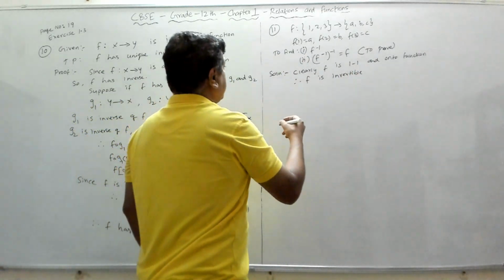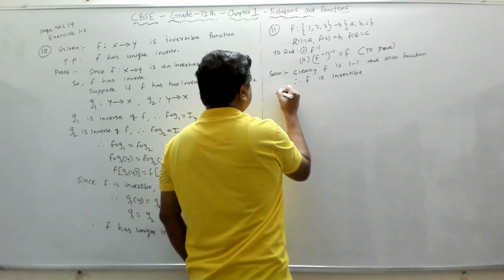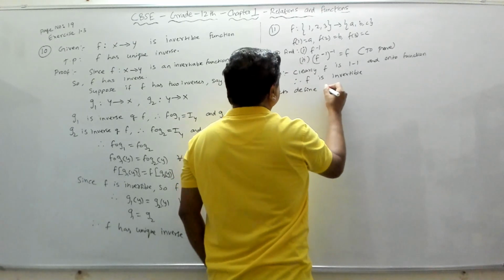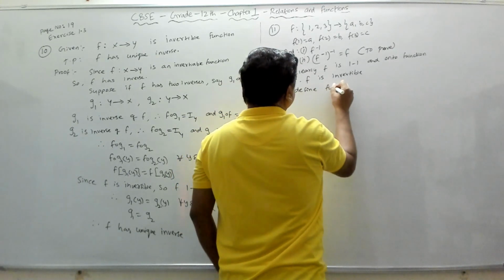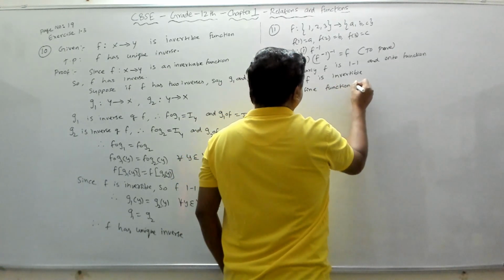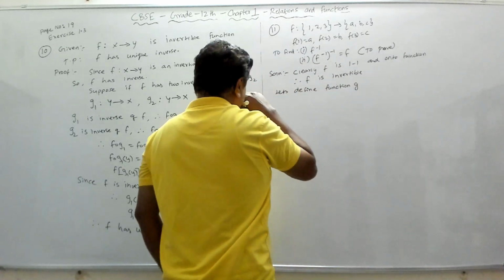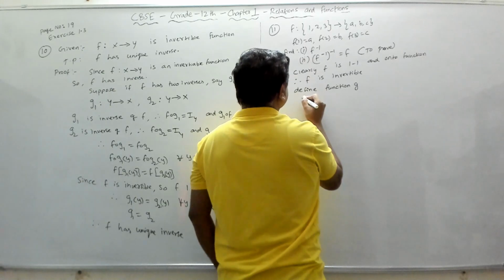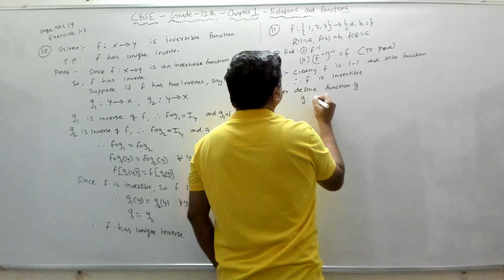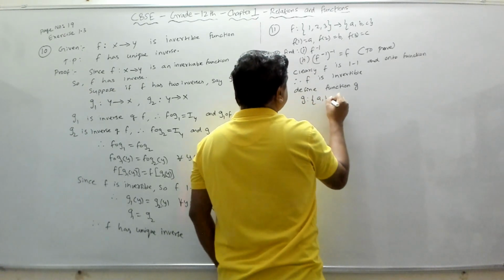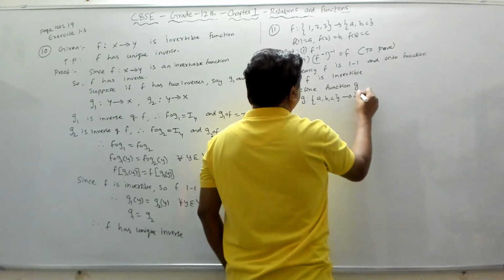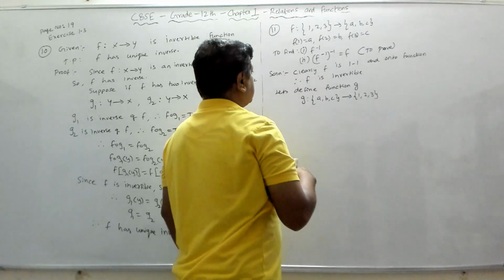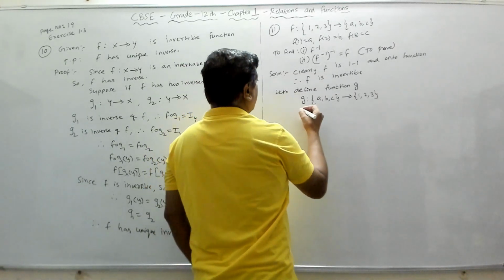Now let's define the function. Let's define function g. So g is defined as the function from, suppose, {A, B, C} to {1, 2, 3}. I'm defining from this set to this set. Fine. And how is it defined?